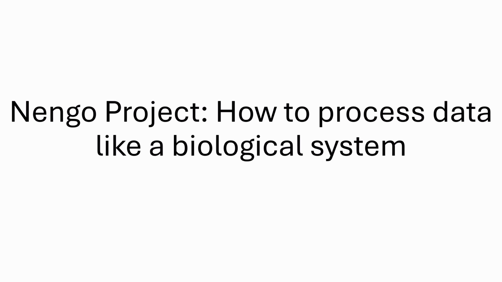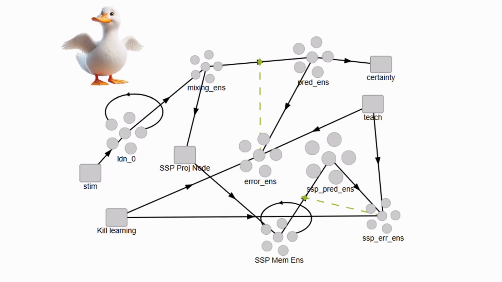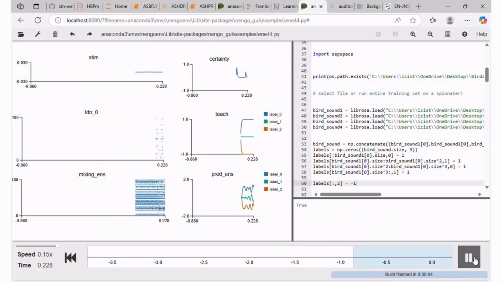Now we're getting to this Nengo project, how we process data like a biological system. We've created a model neural network that is bird approved, that's a lot more like the biological system. What we'll see here is the stimulus, the audio file, and then layer 1, the Legendre delay network, and layer 2, another Legendre delay network that's going to act as a mixing ensemble. These are two populations of neurons that are responding to the stimulus.